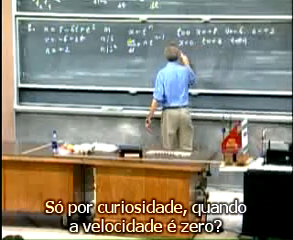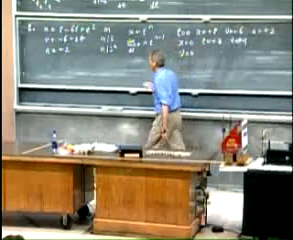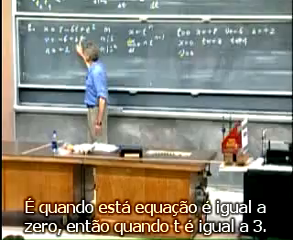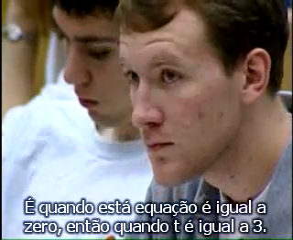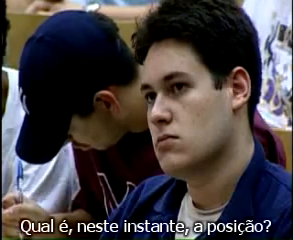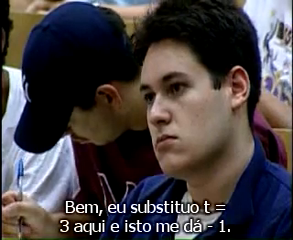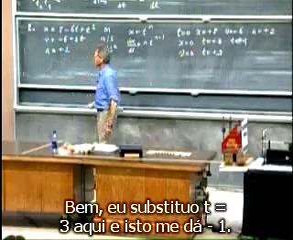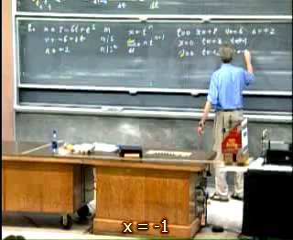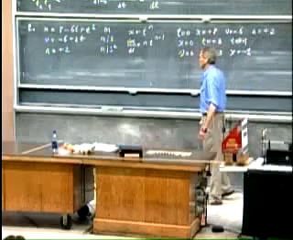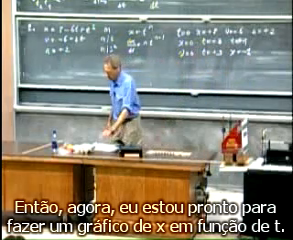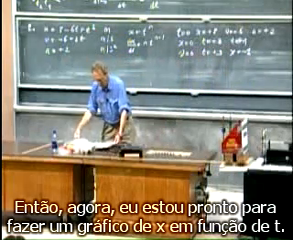Just for my curiosity, when is the velocity 0? Oh, that's easy. That's when this equation is 0, so that's when t equals 3. What is at that moment the position? Oh, I substitute t equals 3 in here, and that gives me -1. X equals -1. So now I'm ready to plot x as a function of t.